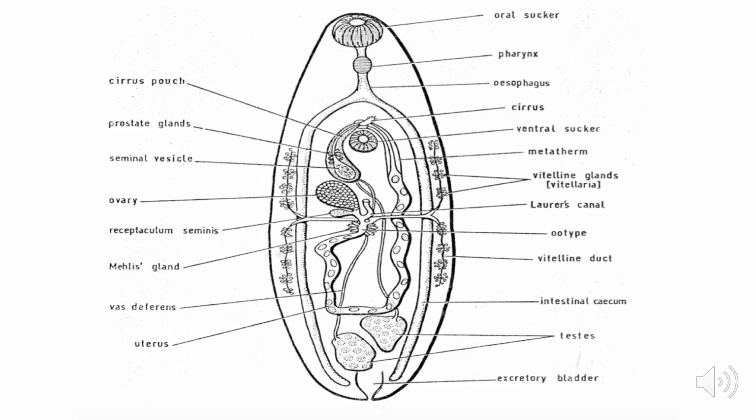This is the testis. This is the ovary. And then the seminal receptacle and the ovary will drain into the ootype. The ootype is surrounded by those Mehlis glands. Then this is your vitellaria, and this vitellaria will also drain into the ootype, so that the Mehlis glands and the vitellaria will form the shell.